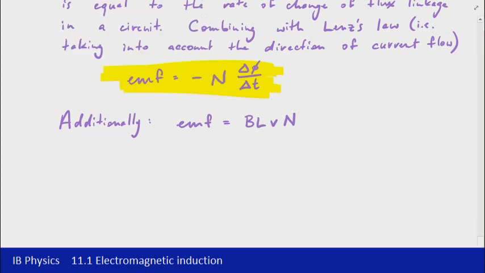And again, the reason why I'm mentioning that here is that it's in the data booklet. If we take the circumference of one coil and multiply it by the number of coils, we've got that total length effectively. Then we multiply that by the magnetic field strength and the speed with which the solenoid's moving, and you could calculate the EMF that way as well.